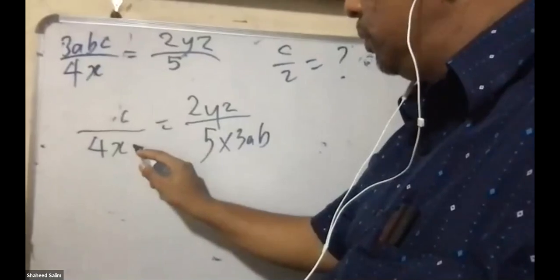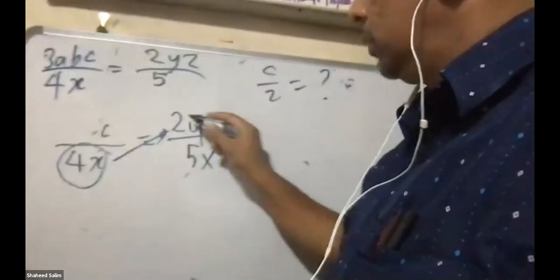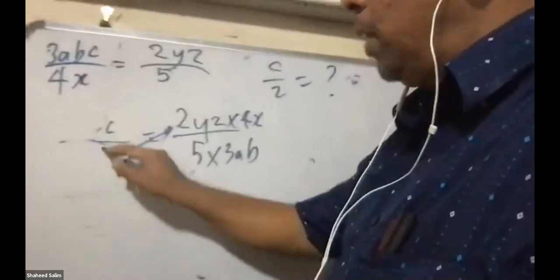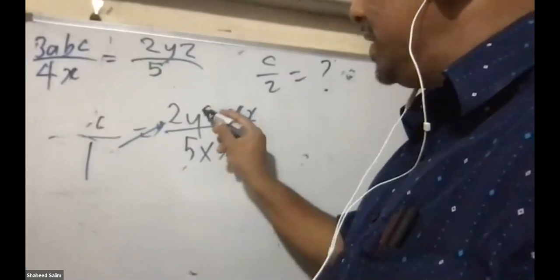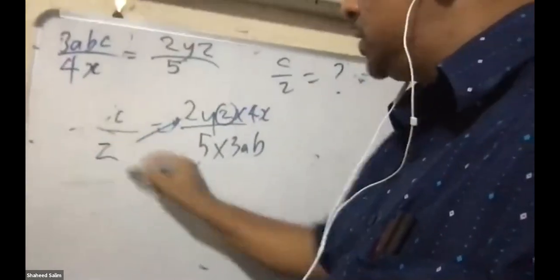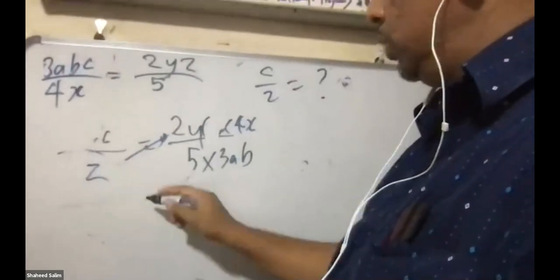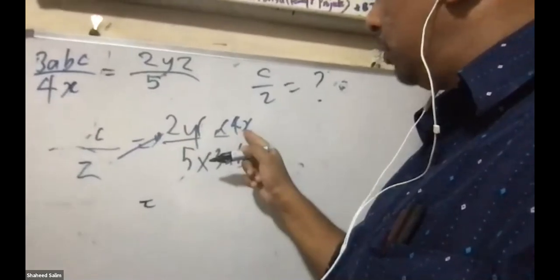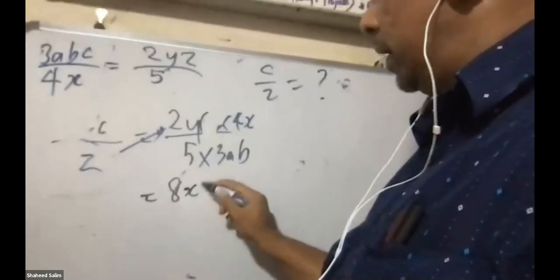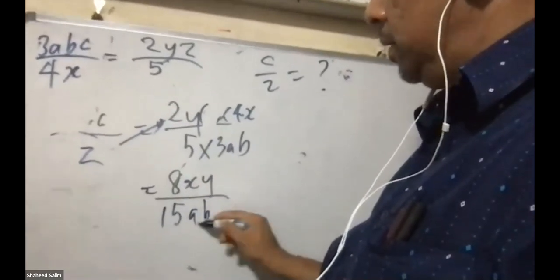This one now can push it up. Bring the whole thing, times 4X. What you left, not zero, right? You left one. But we want this Z, bring it down. Becomes C over Z now. What do you have down here? 2Y times 4X. 2 times 4, 8. X times Y, XY. 5 times 3, 15. AB.